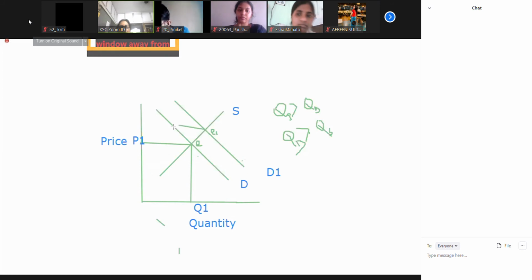Drop a perpendicular from the new equilibrium point to the y-axis. That will give you the new price. Again drop a perpendicular to the x-axis. That will give you the quantity. The new quantity is Q2 and the new price is P2. Okay, got the point?